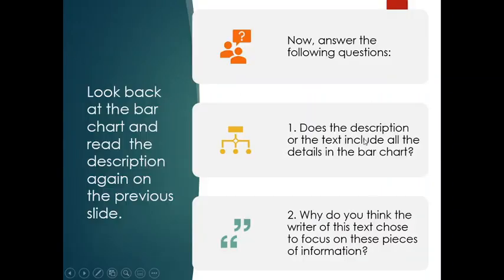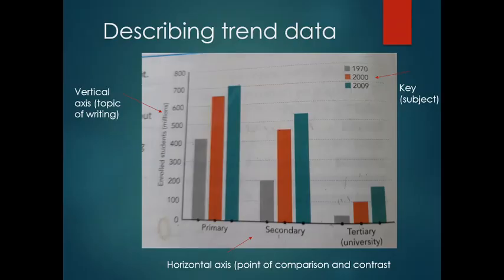So, does the description or the text include all the details in the bar charts? Yes or no? This is the bar chart. So the answer is no. Why? Remember, it mentioned 1970 and 2009. So the data or the information in 2000 was not mentioned. Why do you think so?